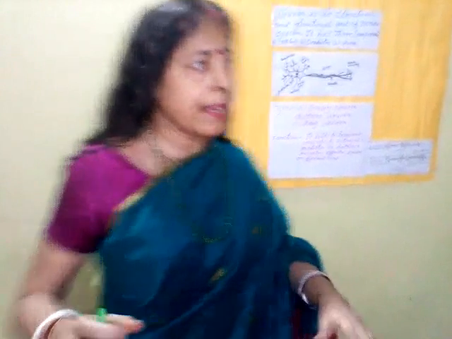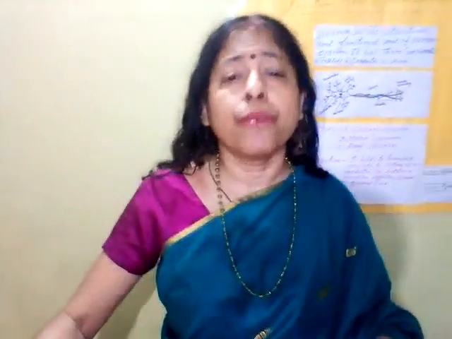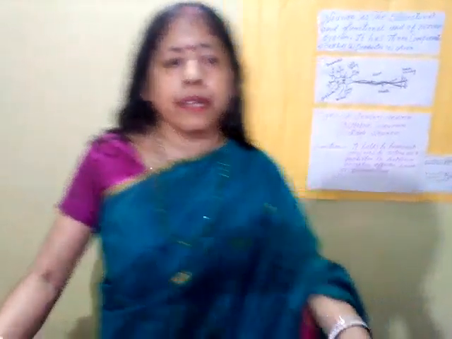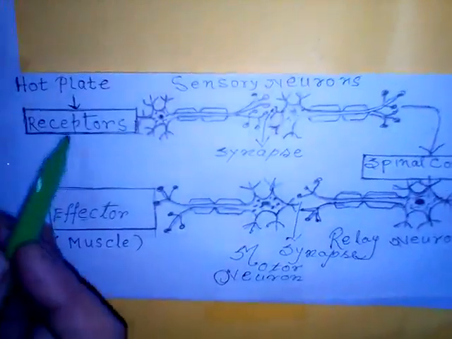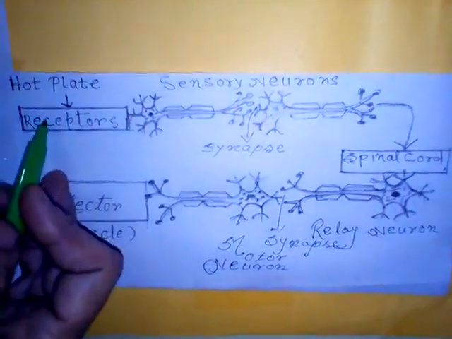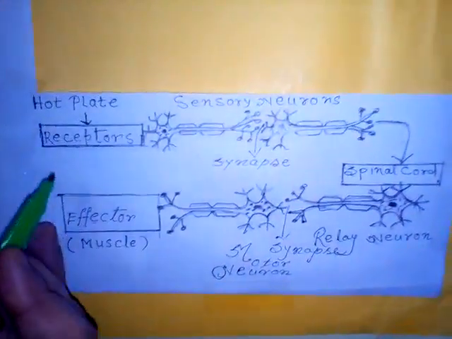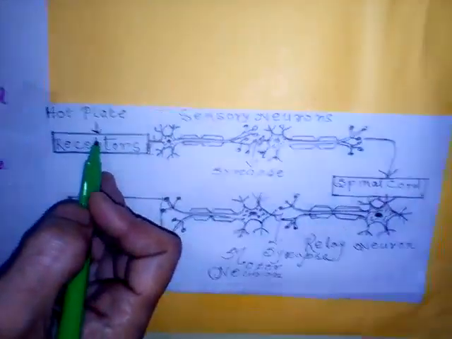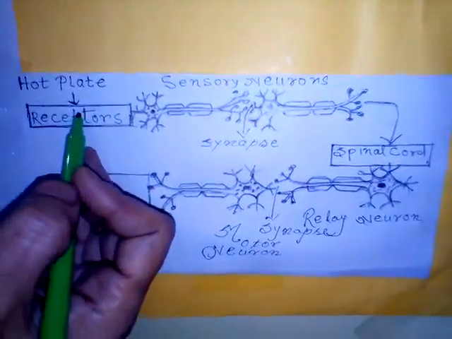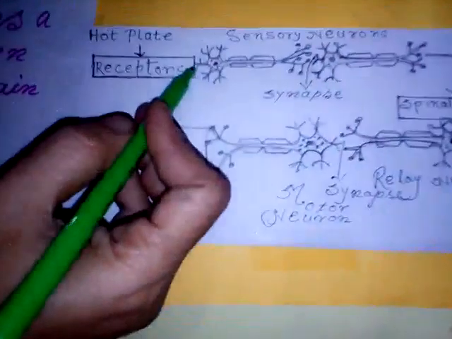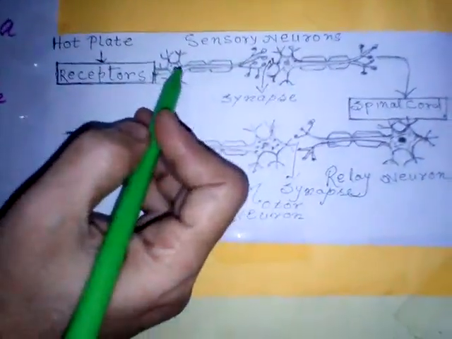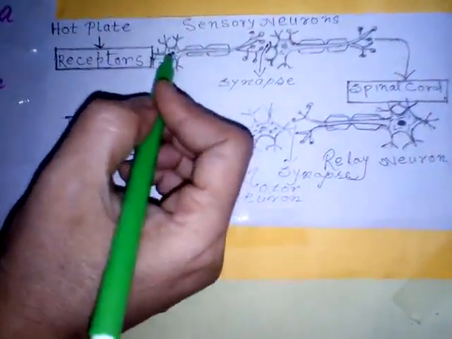Now I am explaining the function of neuron with the help of an example. Suppose I have touched a hot plate, then heat is sensed by the skin, and what is present in the skin? That is the thermoreceptor. Thermoreceptor, what does it do? It converts the heat energy into a nerve impulse, and this nerve impulse is picked up by the dendrites of the nearby sensory neuron, and it sends this nerve impulse to the cell body.